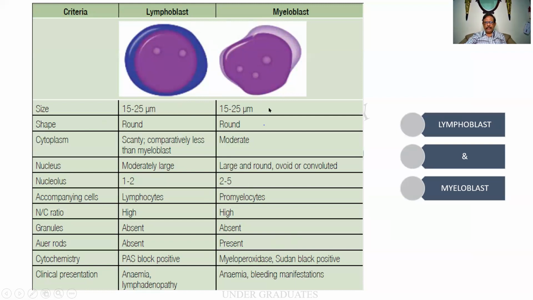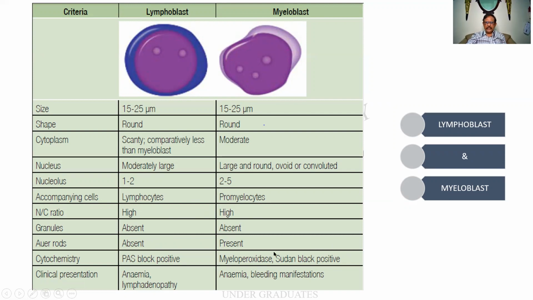Size more or less same, 15 to 25. The shape of the cell is round. The cytoplasm is scanty, whereas it is moderate in the case of AML. The nucleus is moderately large. It is large and it can be convoluted. You can see a bend in the nucleus over here, convoluted. Nucleolus, 0 to 1 or at the most 2 in a case of a lymphoblast, 2 to 5 in a case of myeloblast. There will be the lymphocytes, which are the mature counterparts, promyelocytes in a case of a myeloblast. NC ratio is high in both, granules are absent in both, or rods are present in a myeloblast, absent in a lymphoblast.